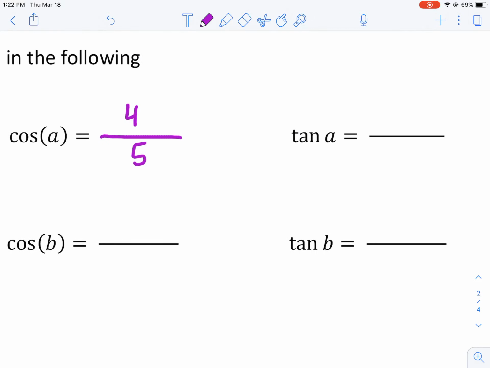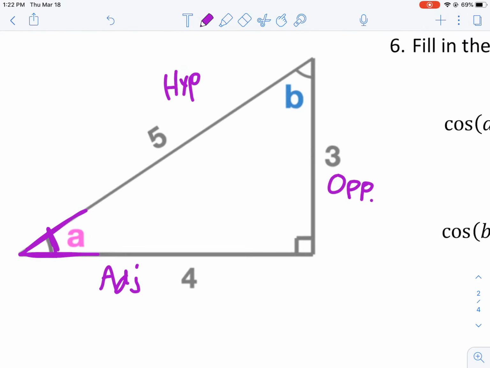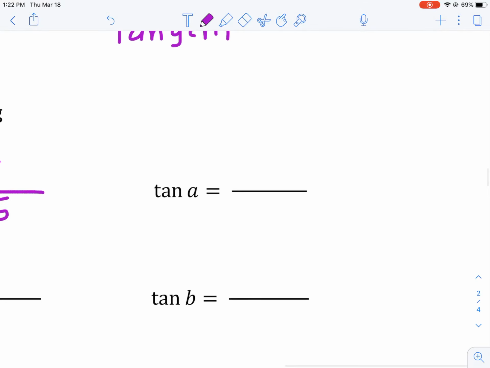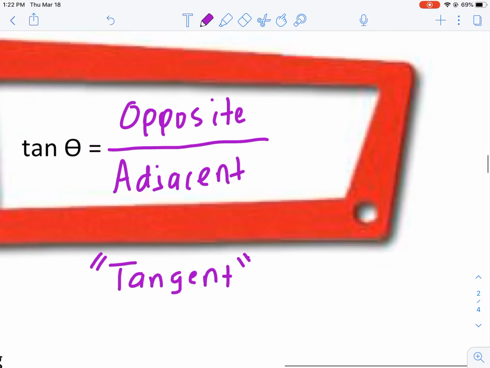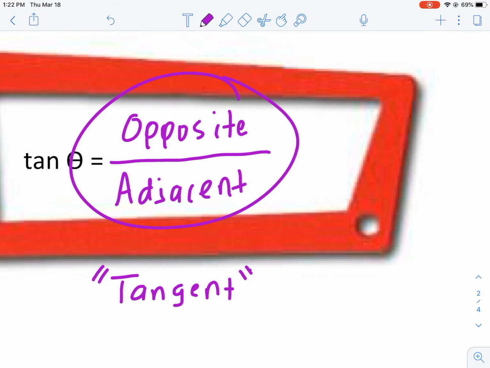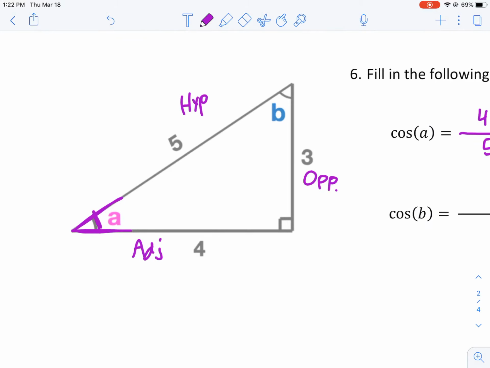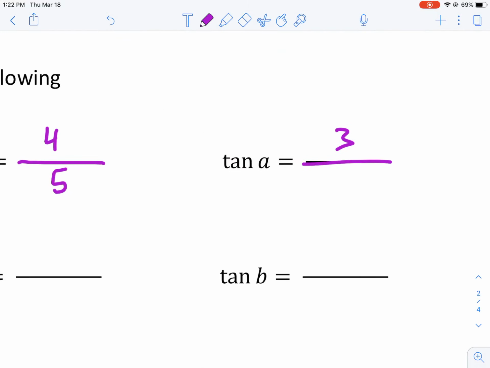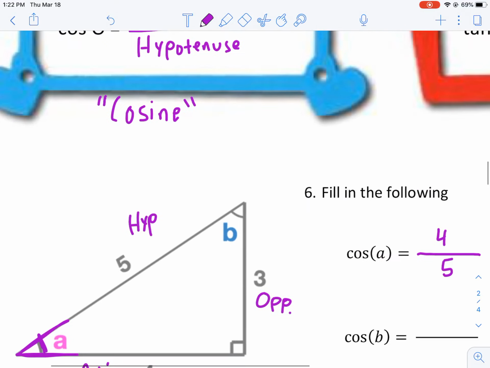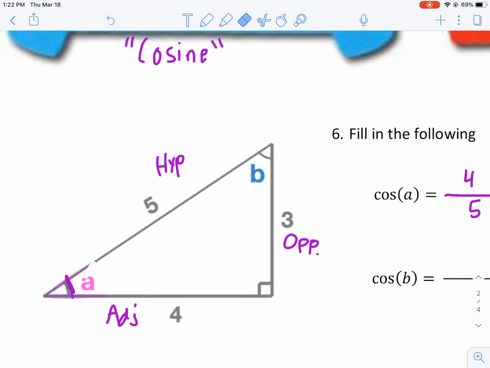Then if you want to write the tangent of A, that's opposite over adjacent. So opposite is 3, so that goes on top. Tangent is opposite over adjacent. Adjacent, we've already said, is 4, so the tangent of A is 3 over 4. Now, for B, it's different.